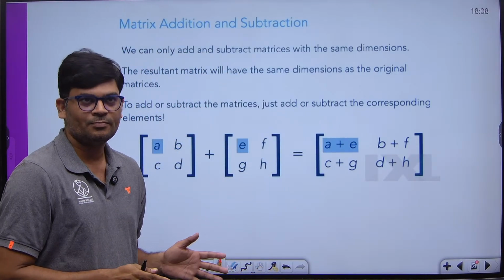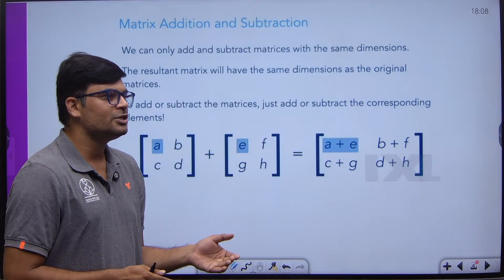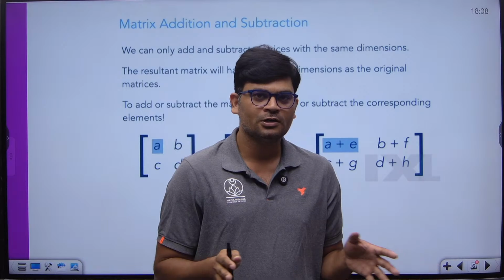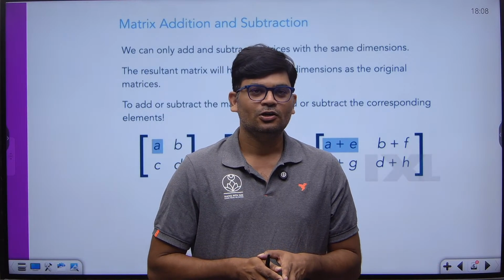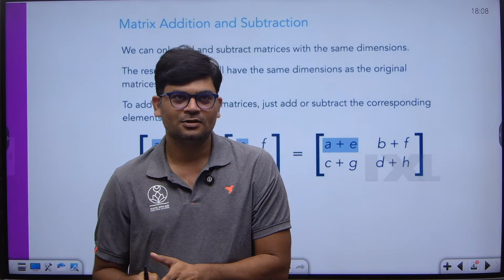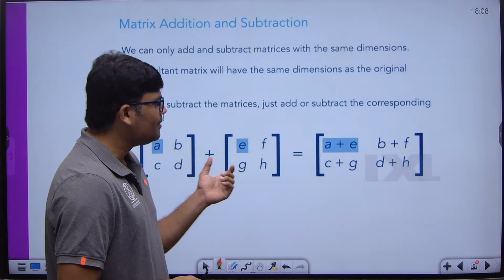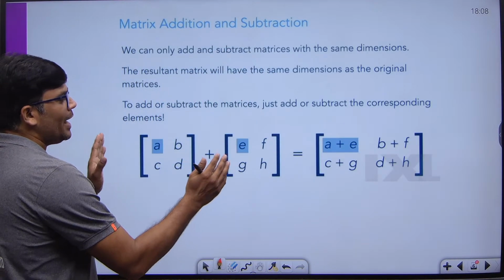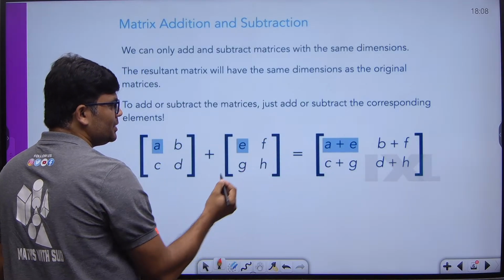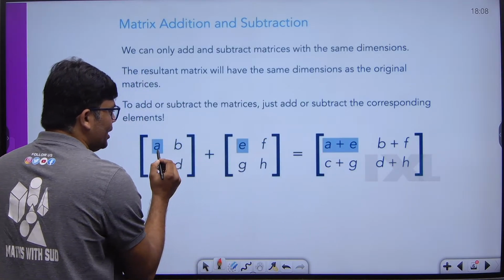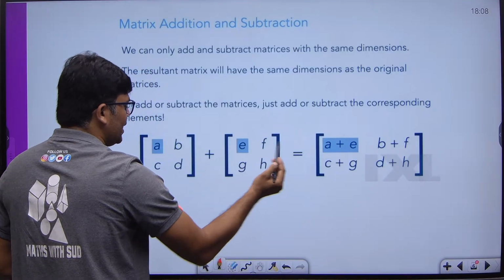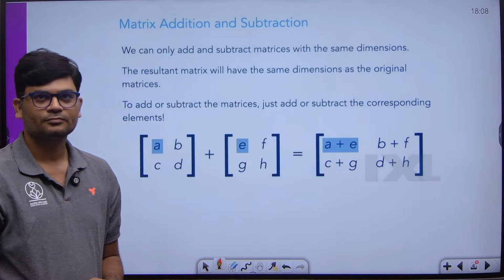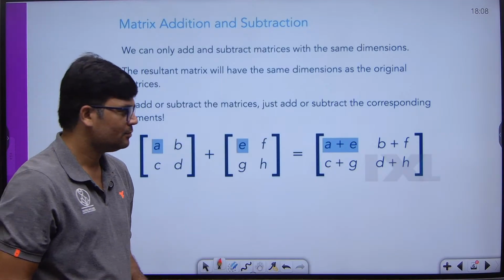You can't add apples to oranges. Okay, I will add 2 apples and 3 oranges to make a fruit juice. No, that won't work, in mathematics at least. You can add only like terms. So you can add only like matrices. Like matrices means the number of rows and columns has to be the same, and if you are adding, you will add the corresponding elements. Here this element will be A plus E, then B plus F, C plus G, D plus H. Understood? Easy? Yeah. Okay.